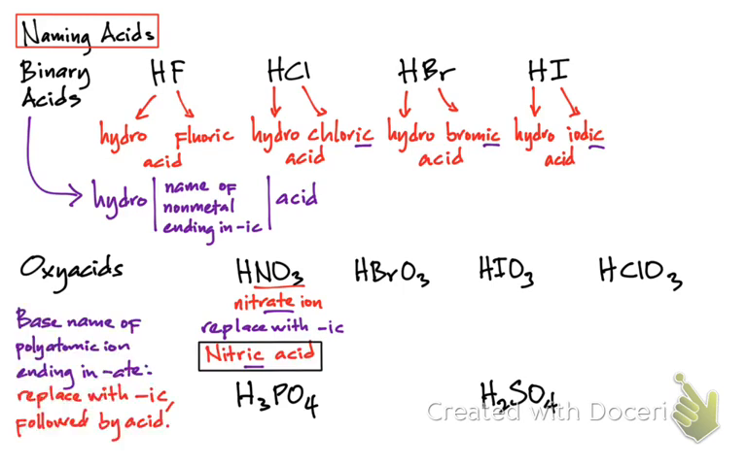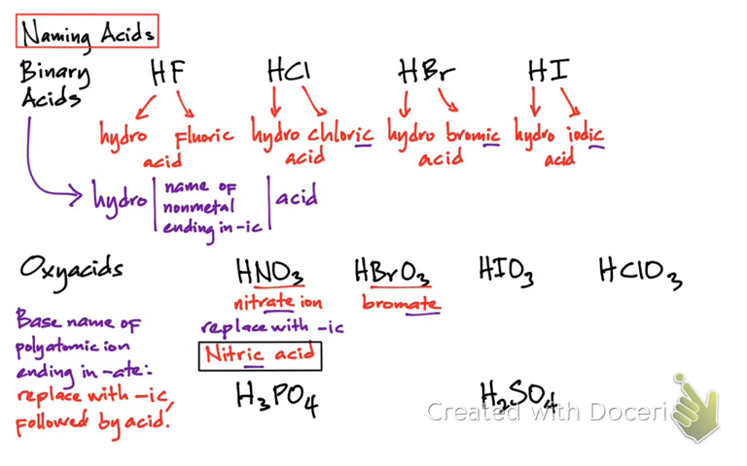So again, here's the formatting. You would use the base name of the polyatomic ion. If it ends in ate, such as the nitrate ion, you just replace it with ic followed by the word acid. Okay, so let's try the rest here. Again, you can pause the video if you'd like to try it by yourself. The first one is HBrO3. Analyze the chemical formula and you can see that HBrO3 contains the polyatomic ion bromate. This is the bromate ion, BrO3. So you can see that it ends in ate.